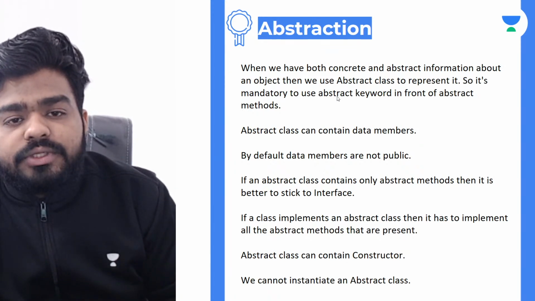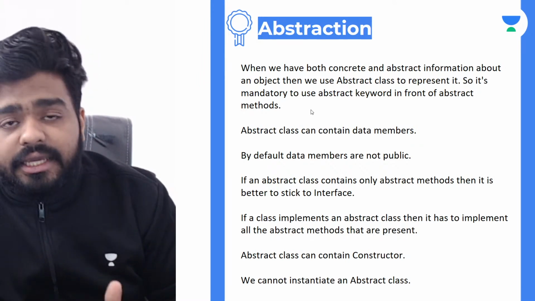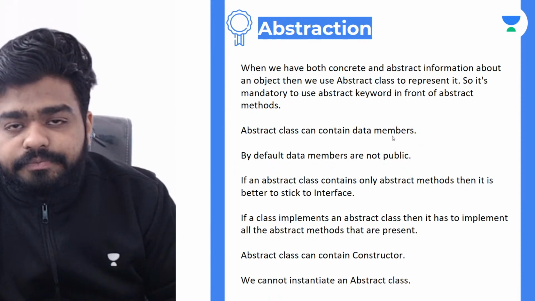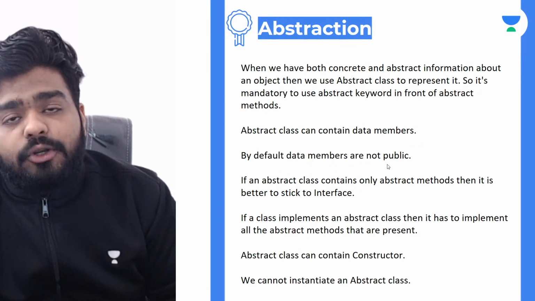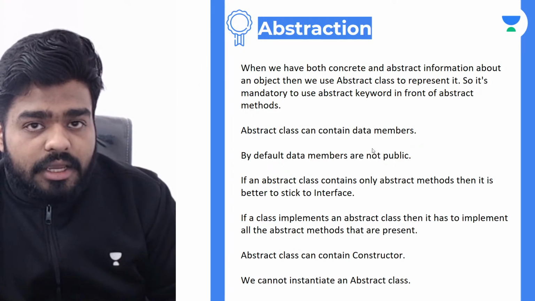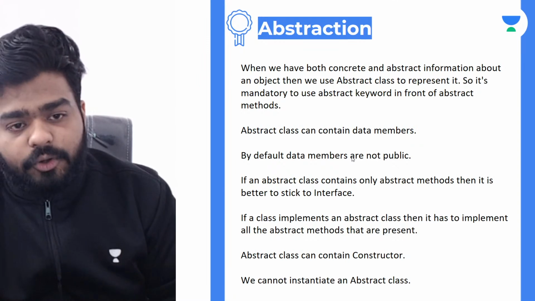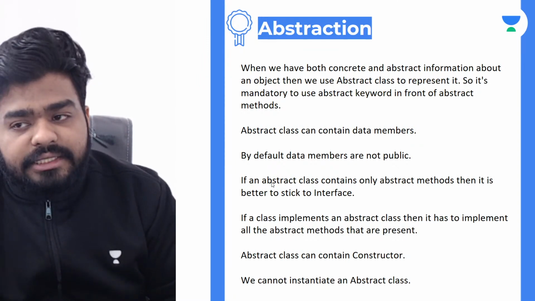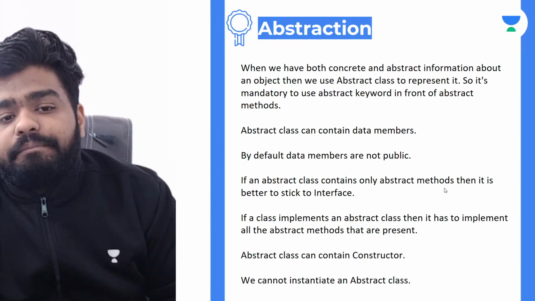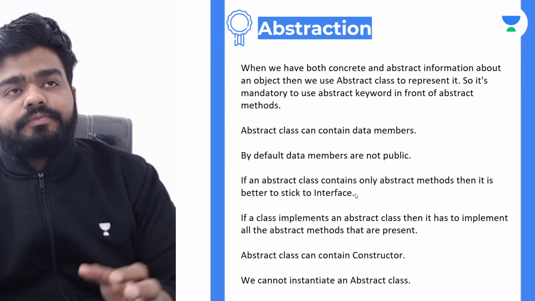So it's mandatory to use the abstract keyword in front of abstract methods. Okay? In front of every abstract method we have to put the abstract keyword. An abstract class can contain data members. By default, data members are not public. Inside an abstract class, by default data members will not be public. Okay? If an abstract class contains only abstract methods, then it is better to stick to interface. So please try to understand this particular line.